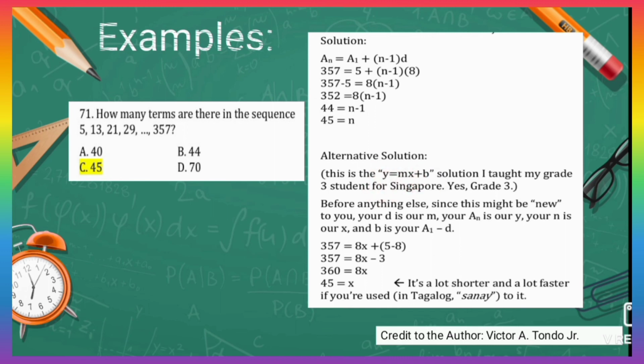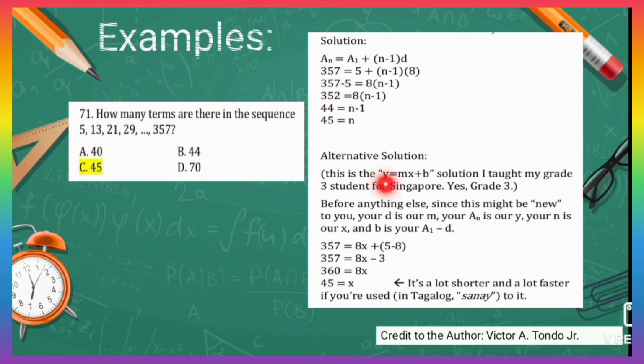So, yung gagawin natin dito, before anything else, since this might be new to you, your D is your M. Yung D natin dito is our M. Substitute lang natin siya. And then, your AN is our Y, and your N is our X. And B is your A1 and D. So, makikita mo dito, since itong nakalagay dito naman is nasa questions na.